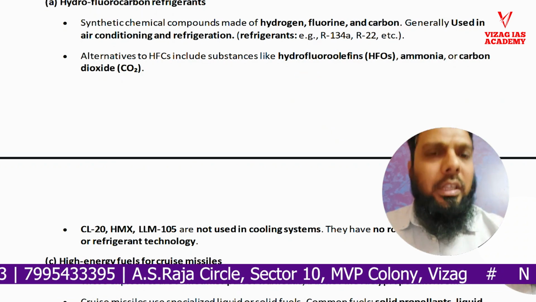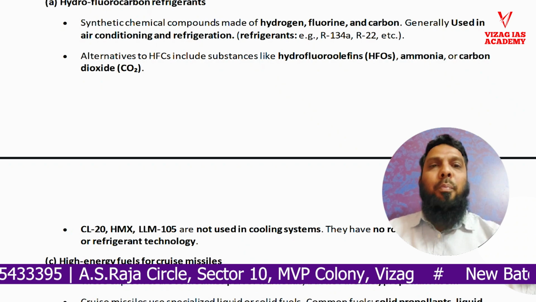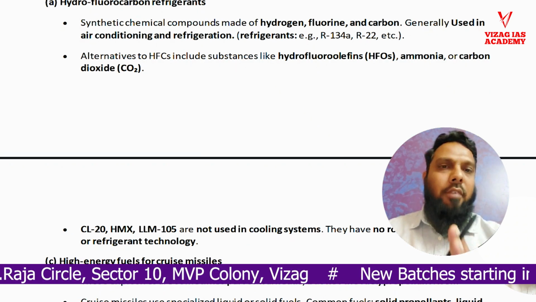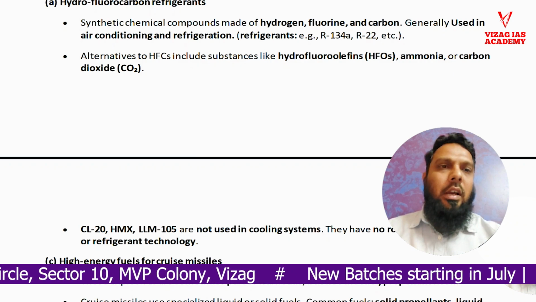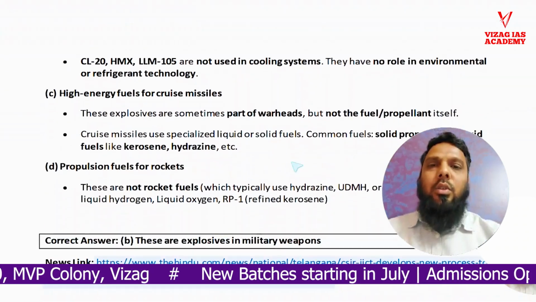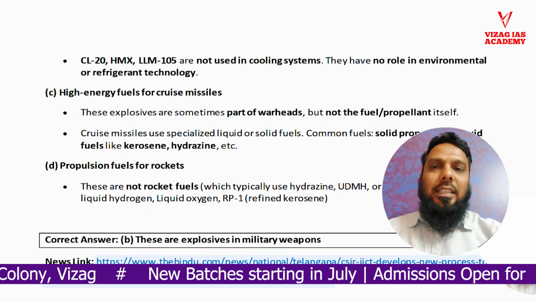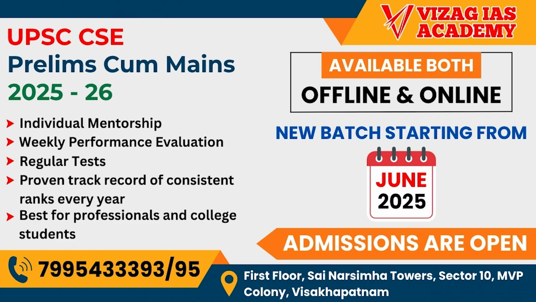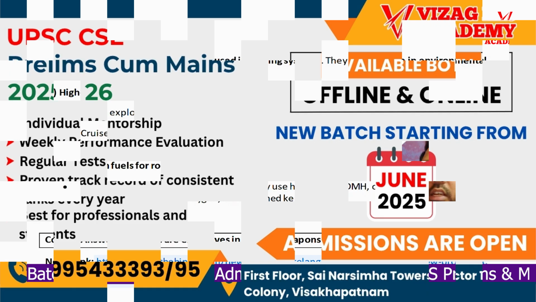This is also something that we go through many times in our environment classes. I hope you have gone through this in those classes. Ammonia and carbon dioxide also can be seen as alternatives, right? So clearly, CL20, HMX, LLM5 are not used in cooling systems. They have no environmental role that can be seen. Therefore, that's an incorrect option.